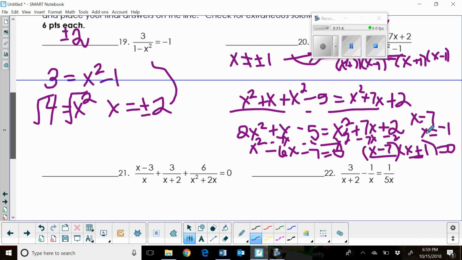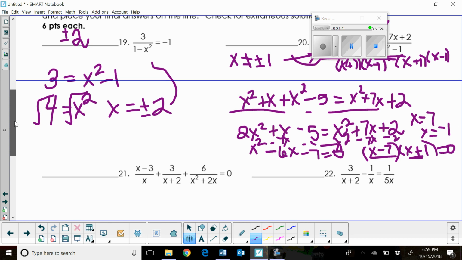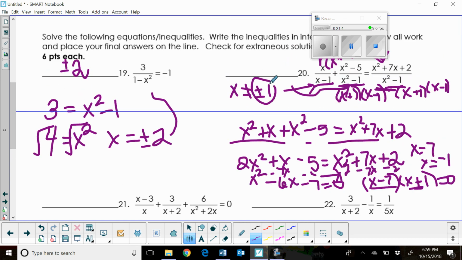Well, what did we originally say? x cannot be either positive or negative 1. So we actually have to throw that solution out. We only have one answer, 7. So x equals 7 is the one and only solution.